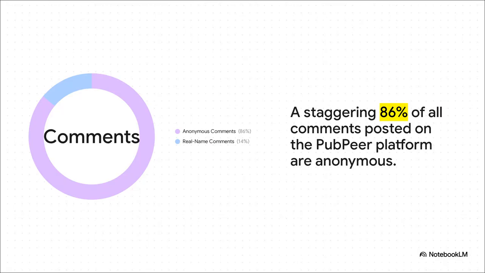Okay, now let's talk about probably its most powerful and definitely its most controversial feature. Anonymity. Get this, a whopping 86% of all comments on PubPeer are anonymous, and that's on purpose. It's designed to protect people, like junior scientists or whistleblowers, who might be afraid of career suicide if they publicly criticize the work of someone way more powerful.